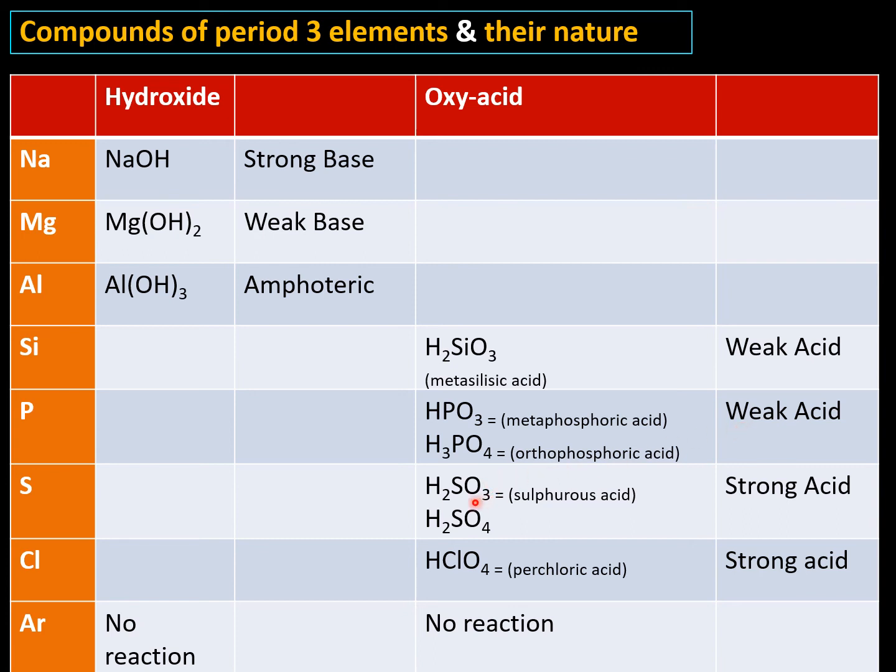Sulfur forms H2SO3, that is sulfurous acid, or H2SO4, that is sulfuric acid. Both of them are strong acids. Chlorine forms HClO4, that is perchloric acid. This is a very strong acid. Argon doesn't have any tendency to form hydroxide or oxyacid because it is a noble gas.